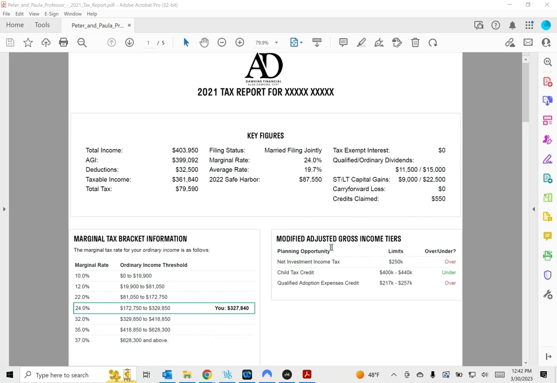One of the things that is very helpful, not to just report what happened, is that it will talk about the opportunities, planning opportunities that were available or not. So this list can be quite long depending on age, filing status, and income, but it'll list everything that was a possibility and explain based on income, were you over or under those limits.